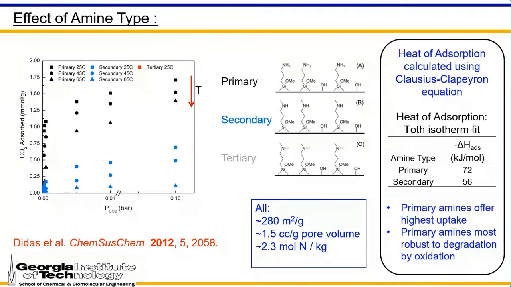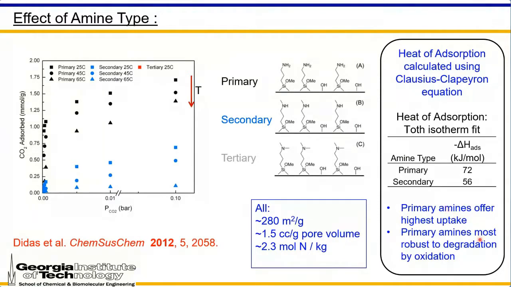If we take the classical approach to calculating the heat of adsorption from these isotherms at different temperatures, we could conclude by application of the Clausius-Clapeyron equation that the primary amines are more effective than the secondary amines because they offer a higher heat of adsorption. They're more exothermic. And so our take-home message from this first work that was done back in 2012, almost 10 years ago, is that primary amines are targeted with secondary amines being okay.